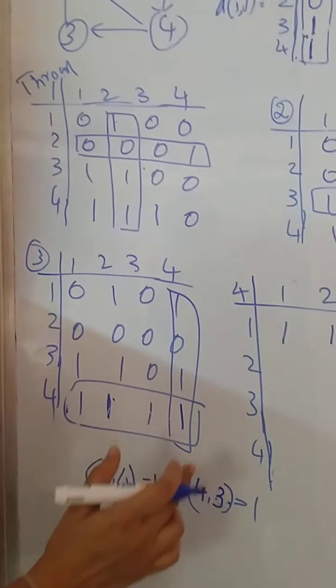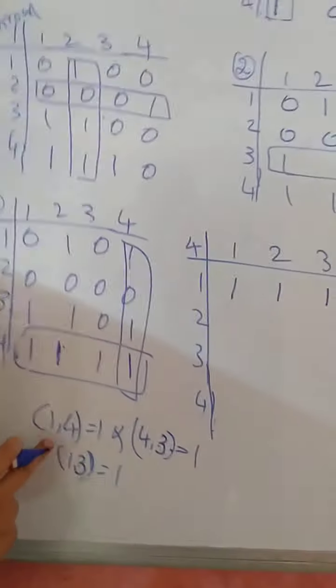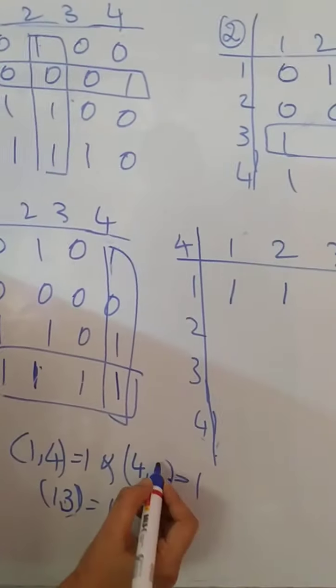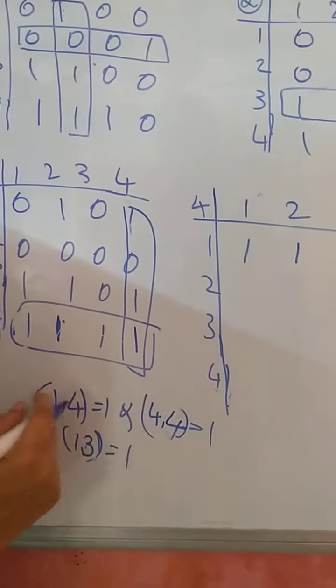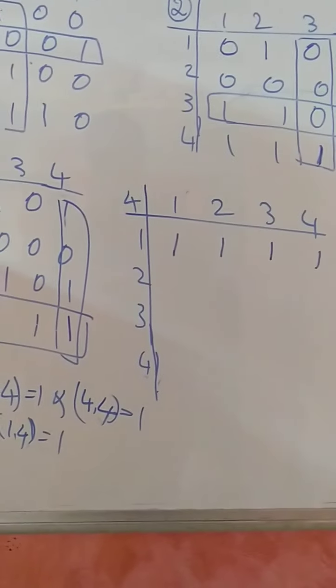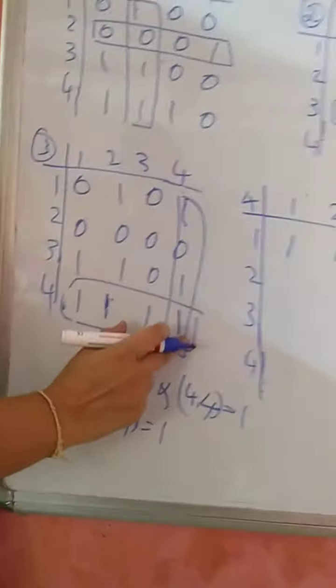Next, I will take this one with this one. This one means 1 to 4 is equal to 1, and this one means 4 to 4 is equal to 1. Then there will be a path from 1 to 4 equal to 1. That is what I have done: this one I have repeated with all these ones.